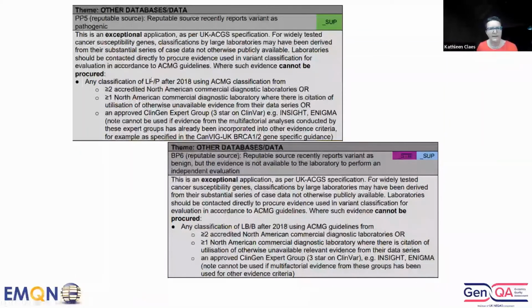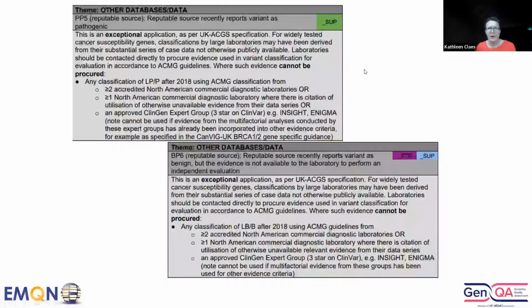And ACGS has detailed this and have indicated that we can use the classifications done by large laboratories who may have large series of cases that are not publicly available, but which allow them to reliably classify the variants. So they state that you can use the classifications done by 2 or more accredited North American commercial diagnostic laboratories, if they have done it after 2018, or if there is one North American commercial diagnostic laboratory that has been cited in the literature, or when there is a ClinGen expert group who has classified the variant.